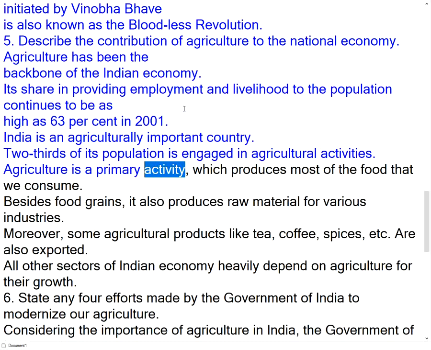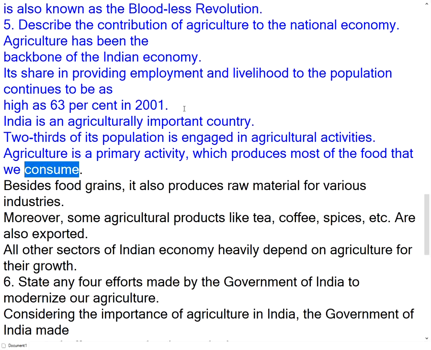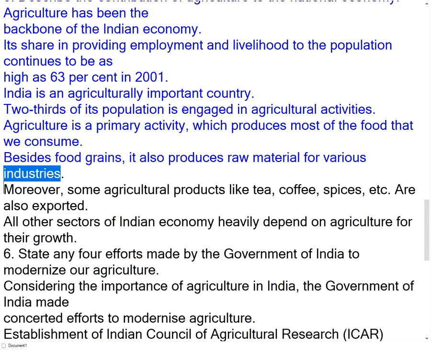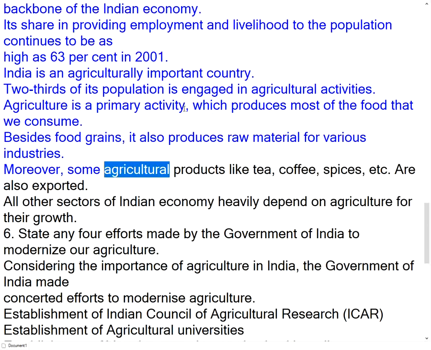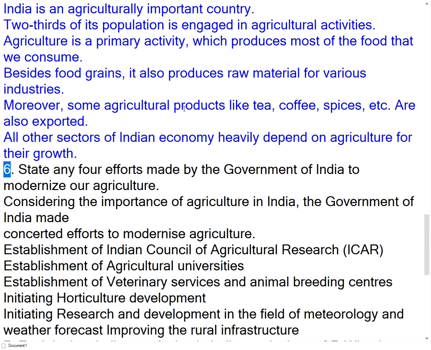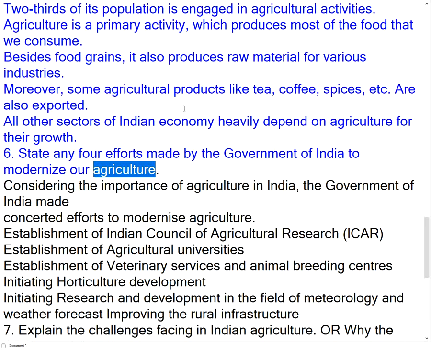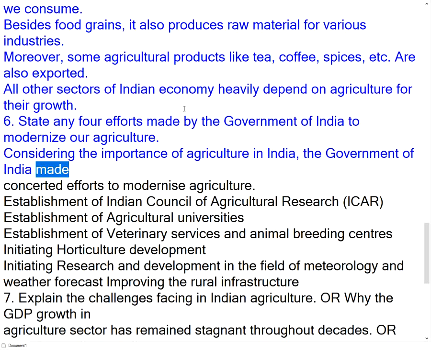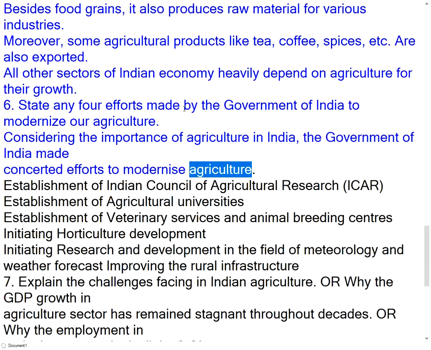Agriculture is a primary activity, which produces most of the food that we consume. Besides food grains, it also produces raw material for various industries. Moreover, some agricultural products like tea, coffee, spices, etc., are also exported. All other sectors of the Indian economy heavily depend on agriculture for their growth. 6. State any 4 efforts made by the Government of India to modernize our agriculture. Considering the importance of agriculture in India, the Government of India made concerted efforts to modernize agriculture.